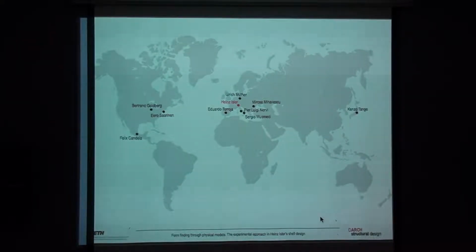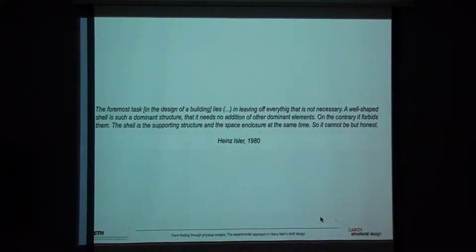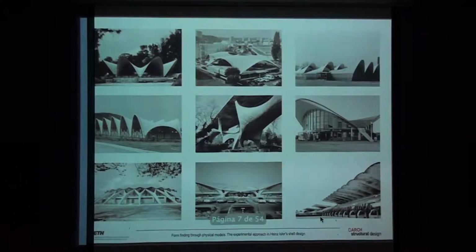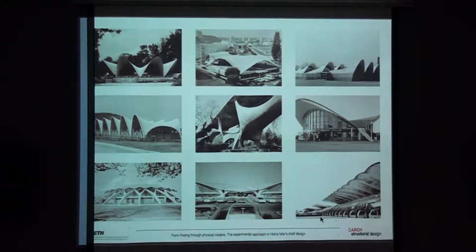And they were all very fascinated about shell structures and especially about the property of the shape of the shell, because as Heinz Isler was pointing out, the shell is such a dominant structure that it needs no addition of other dominant elements, and the shell is the supporting structure and the space enclosure at the same time. So the shell is basically the shape that is combining together engineering and architecture. And this is something that they were exploring in very different ways all around the world with very different form-finding methodologies and techniques.